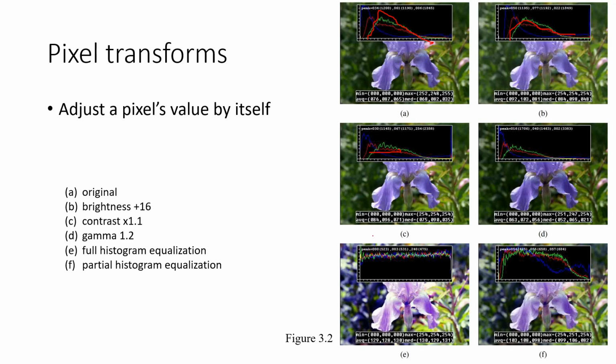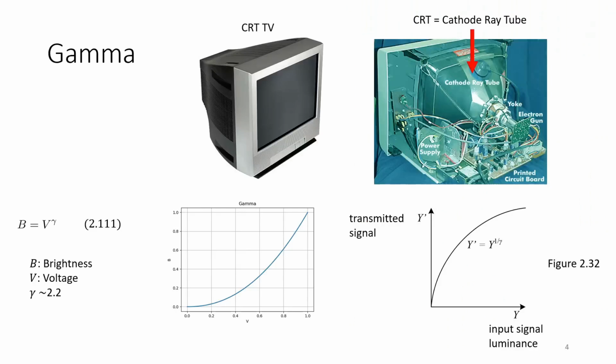And this is for histogram equalization. So you see most of the intensities, the histogram is like a horizontal line. And this is the partial histogram equalization. Let's first discuss what gamma is.